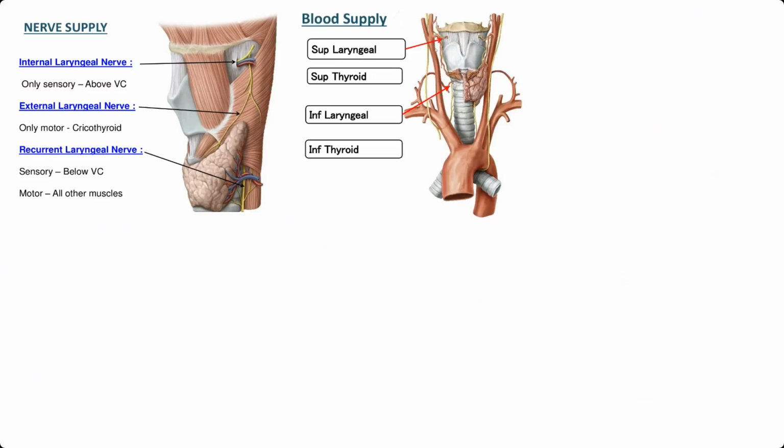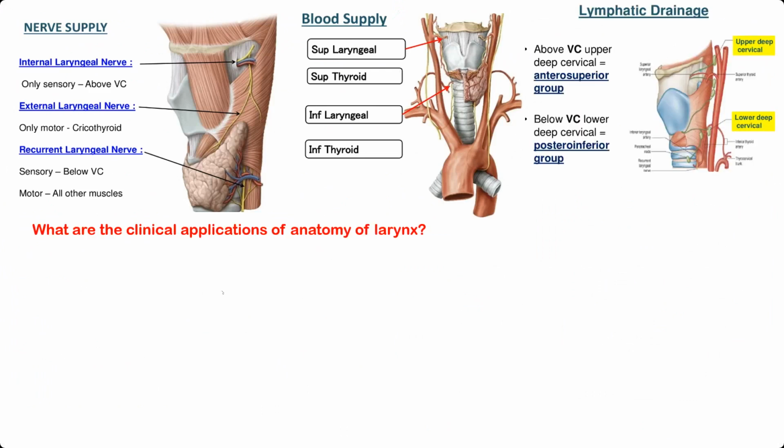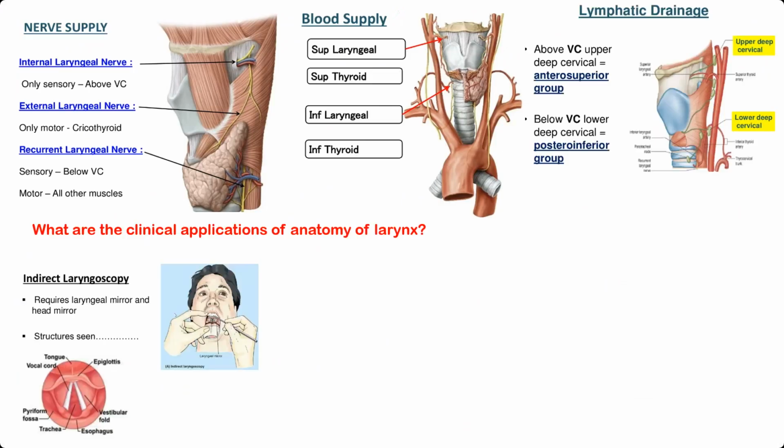And blood supply comes from the superior laryngeal, which is a branch of the superior thyroid, and the inferior laryngeal coming from an inferior thyroid artery. And lymphatic drainage. What is the clinical application of anatomy of larynx for us? Here you can use it while doing direct laryngoscopy. ENT surgeons use a laryngeal mirror to assess the vocal cord function, structure, and how it is moving.